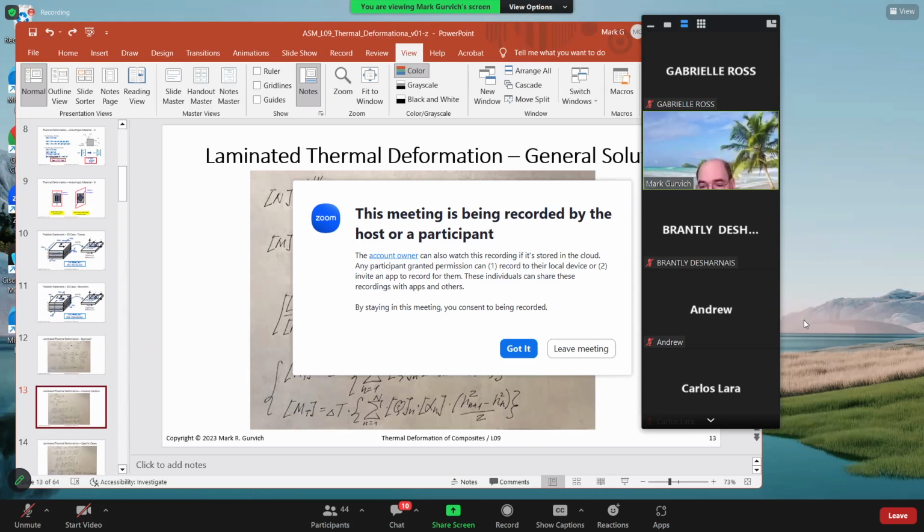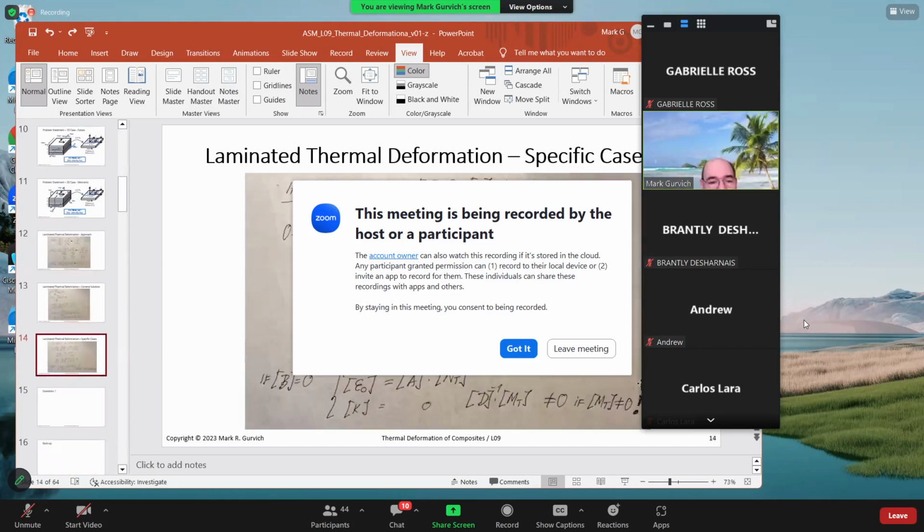So now from here, let's go to the next slide and consider specific cases. One very specific, interesting case is when delta T is non-zero, so you have heating or cooling of the system, but you have no other load. So vector n is 0 and vector m is 0. So there is no in-plane load, no moments causing bending or twisting. We just apply delta T.